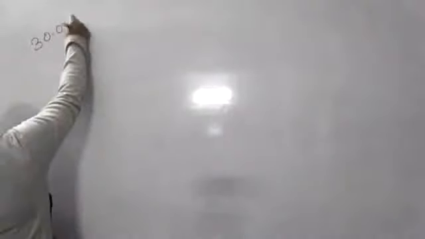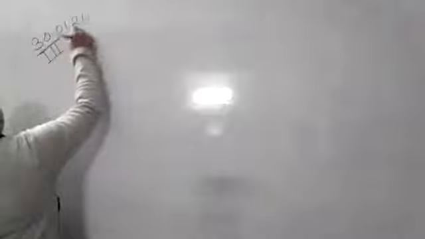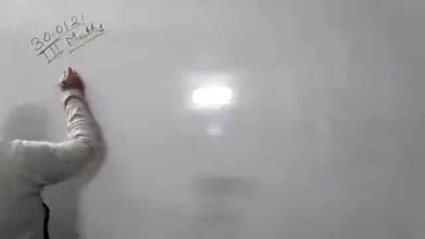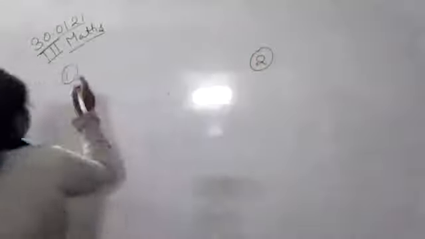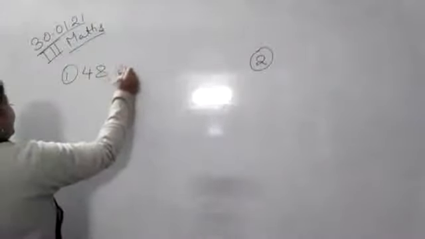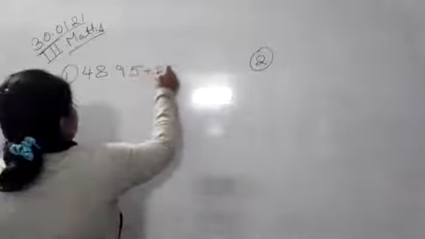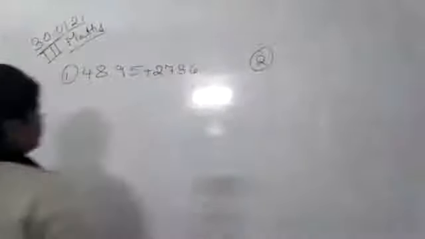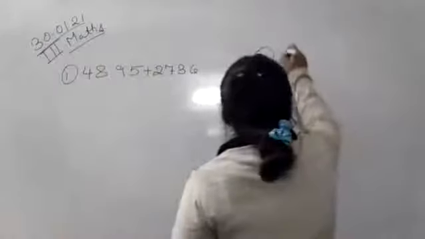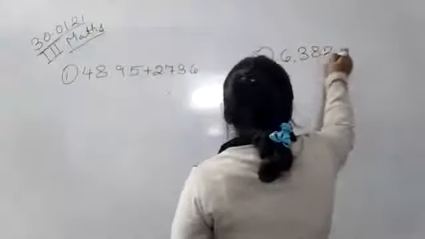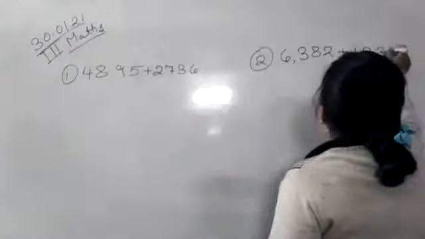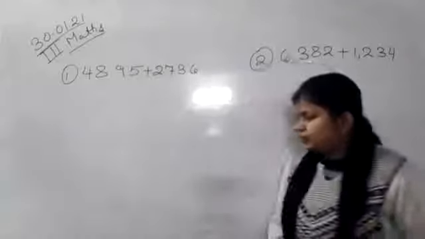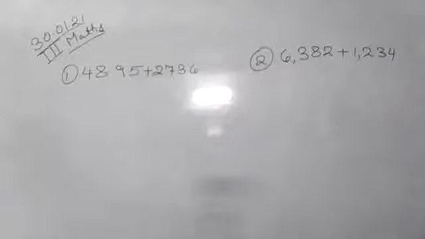Okay class, so क्या करना है हमें यहाँ? Today we have to do the questions based on word problems. Word problem के base questions करने हैं. But उससे पहले I'm going to give you two questions for the recap. ठीक है? Now question number one is 4895 plus 2736. This is the first question, and the second question is 6382 plus 1234. This is the second question. Okay. Now, do these questions.